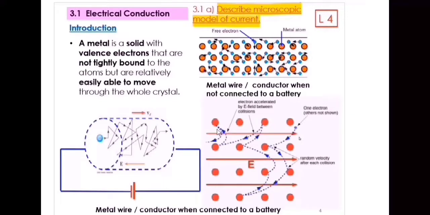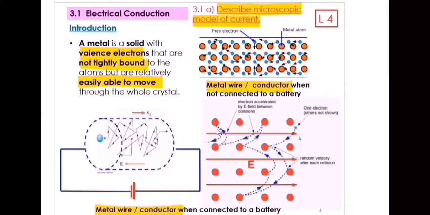Before that, we know for the current to travel, it needs to go through a conductor or a metal wire. Here we have an image of a metal wire or a conductor which is not connected to a battery. We have metal atoms and free electrons. A metal is a solid with valence electrons that are not tightly bound. Instead, they are easily able to move. So these electrons can move.